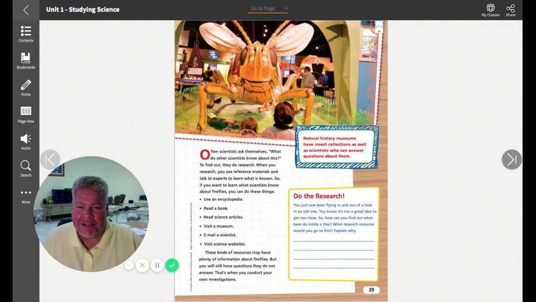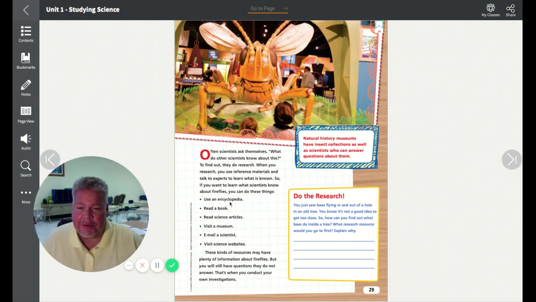Often scientists ask themselves, what do other scientists know about this? To find out, they do research. When you research, you use reference materials and talk to experts to learn about what is known. So if you want to learn what scientists know about fireflies, you can do these things.